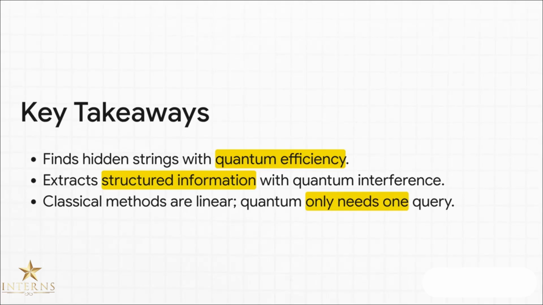So what's the big takeaway here? It's that for certain types of problems, especially problems that are all about finding a hidden structure or a pattern, quantum computing isn't just a little bit faster, it is playing a completely different game. It takes a problem that gets harder and harder the bigger it is for a normal computer and just solves it in one clean, elegant step.